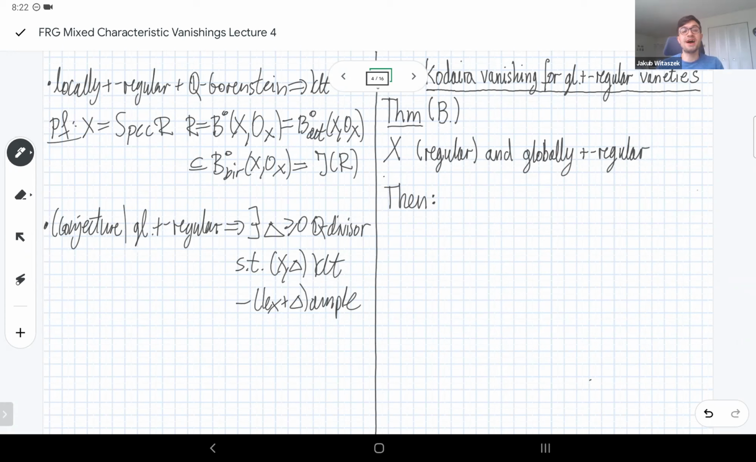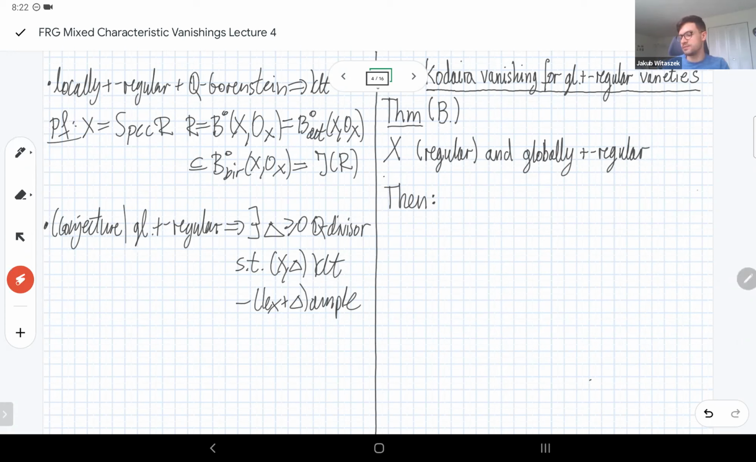On the positive side, if you are globally plus regular, you have a lot of very good properties. And one of them is Kodaira vanishing. So let me assume that my X is regular and globally plus regular. And this can be weakened. There are variants of this statement in the seven authors paper and the Takamatsu-Yoshikawa paper. And I claim that Kodaira vanishing holds, so that H^i(X, omega_X tensor A) is equal to 0 for i greater than 0 and A ample.